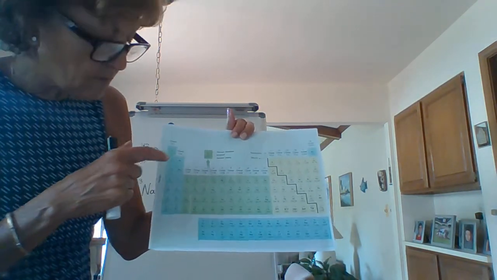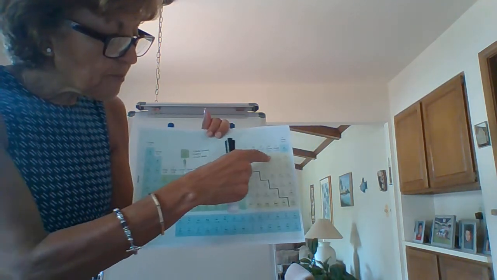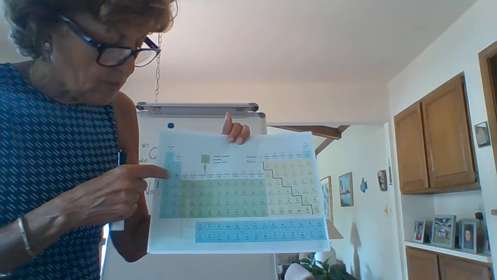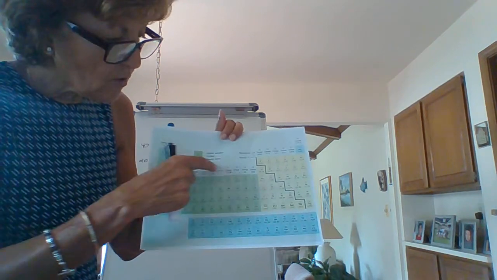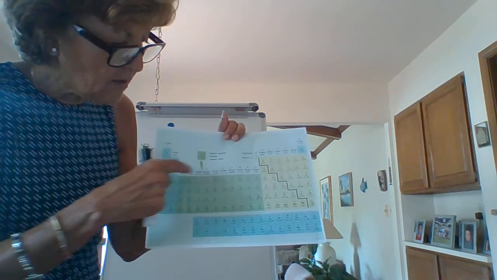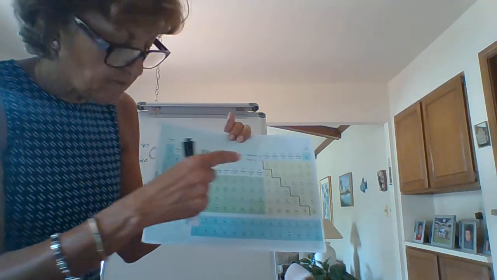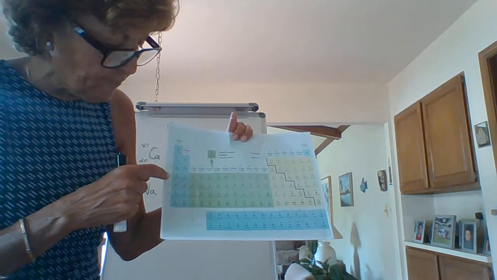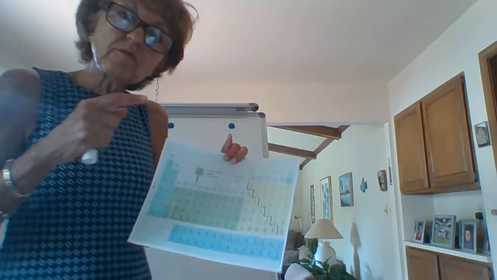1s2, 2s2, 2p6, 3s2, all the way over here, 3p6. And then you come around here. What comes after 3p6? You're now at 4s2. So this is interesting.